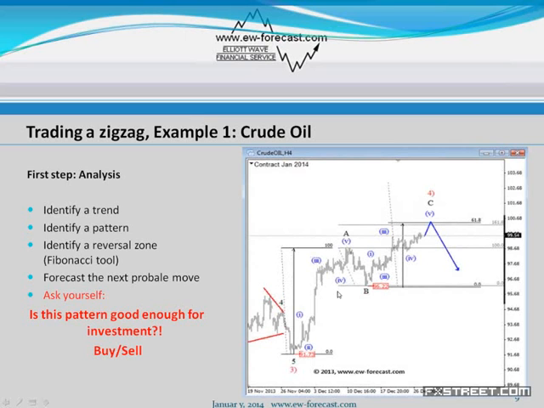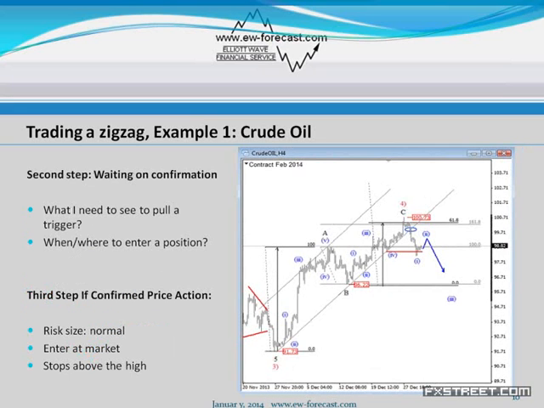So I used Fibonacci tools, and I projected a potential reversal zone and the next probable move. I was looking for a move to the upside, and then obviously was expecting a reversal. So at this stage, the most important question that you always need to ask yourself when you see the pattern is if the pattern is good enough for your money to invest into this market. If the pattern is not clear, go and look at some other markets. If the pattern is clear, like here, as a pre-wave move, then obviously, yes, you could be interested in shorts. But as I said, you need some more evidence. So let's take a look at the next slide.